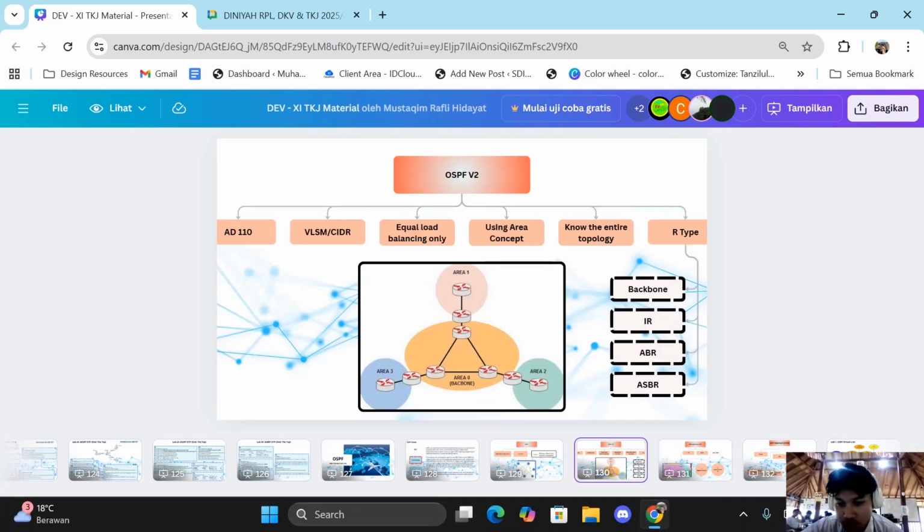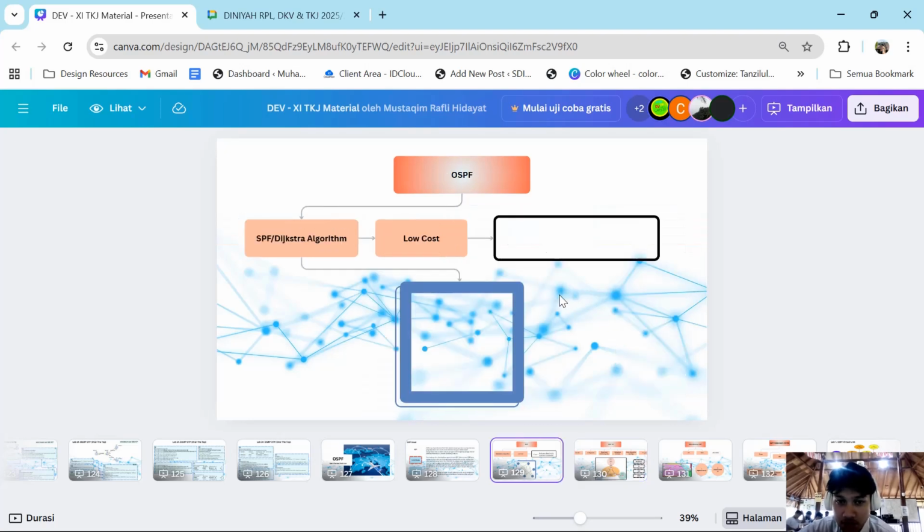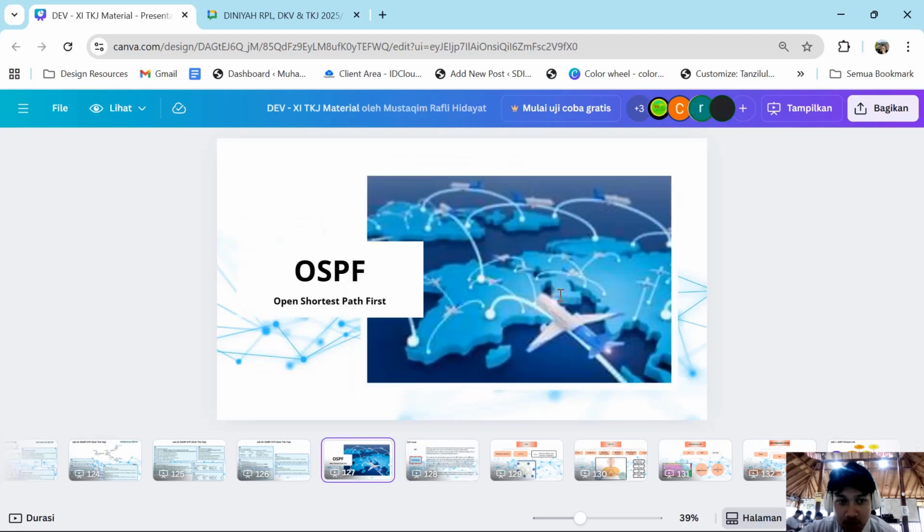So, in this session, I would like to do tutorials. This is the second video tutorial on the OSPF routing protocol, and of course it's about network. In the previous video I talked about OSPF, the starter.